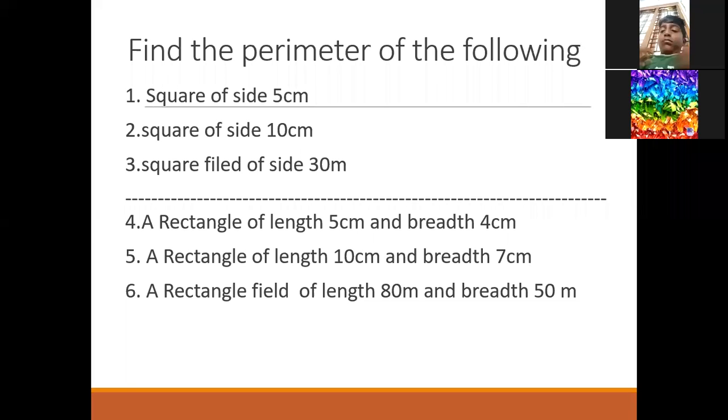Sir, will you share the PDF? Yes, yes, definitely. 260 meters is the answer.